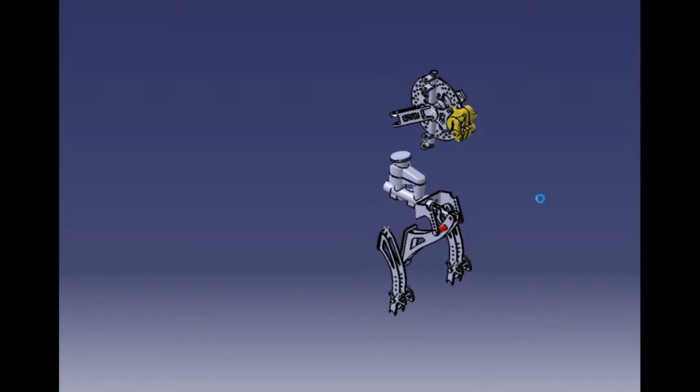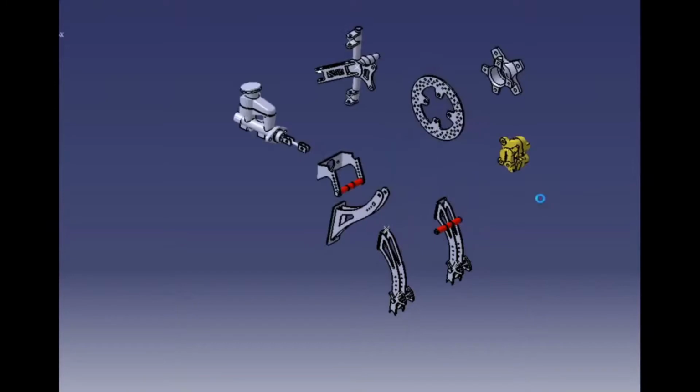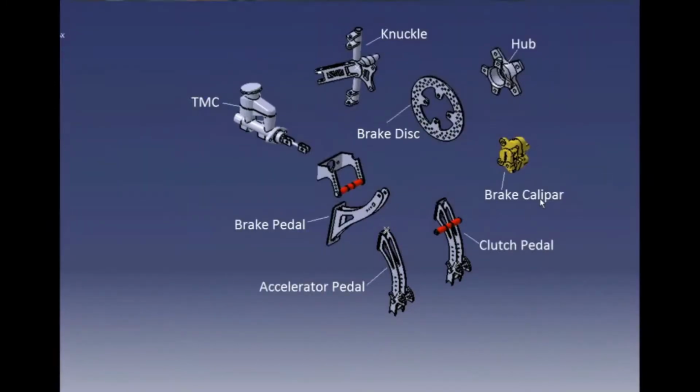So while designing the pedal, such as the brake pedal, we have to consider the pedal ratio, and to design the acceleration and clutch pedal, we have to consider the actuation angle at which they will actuate. Right now on your screen you can see the different components of the braking system.